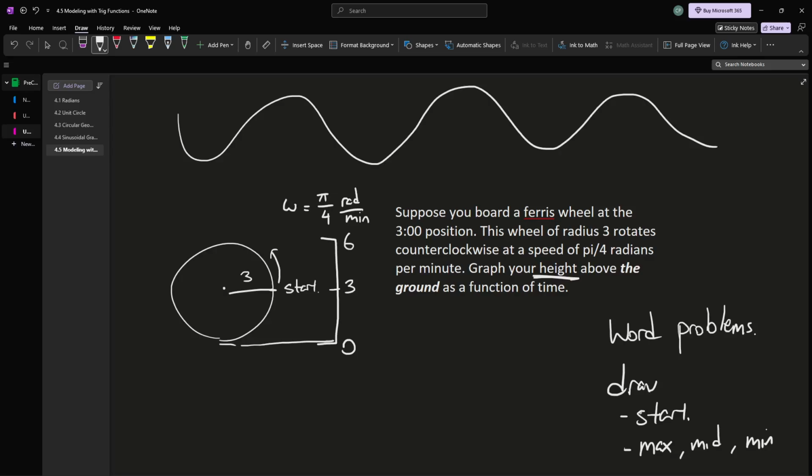That's what we could draw with this. And what these things tell us, I'm going to draw in some different color. The start tells us the function. Is it sine or cosine? And the max, mid, and min tells us a lot more information. It tells us the vertical behavior. And what relates to the vertical behavior? We have the amplitude, and we have some shifts.